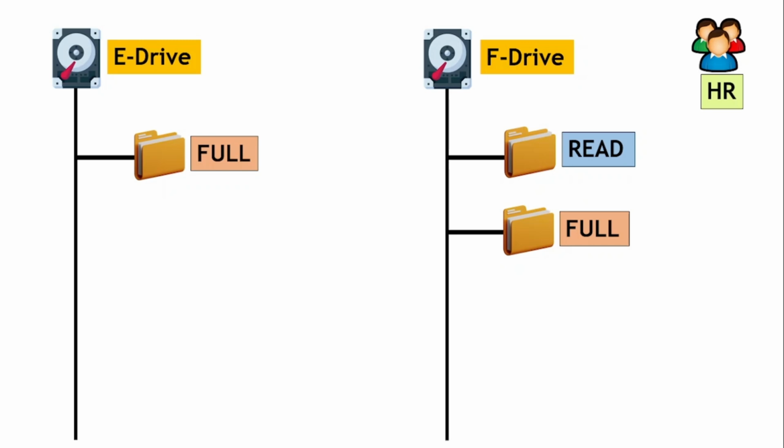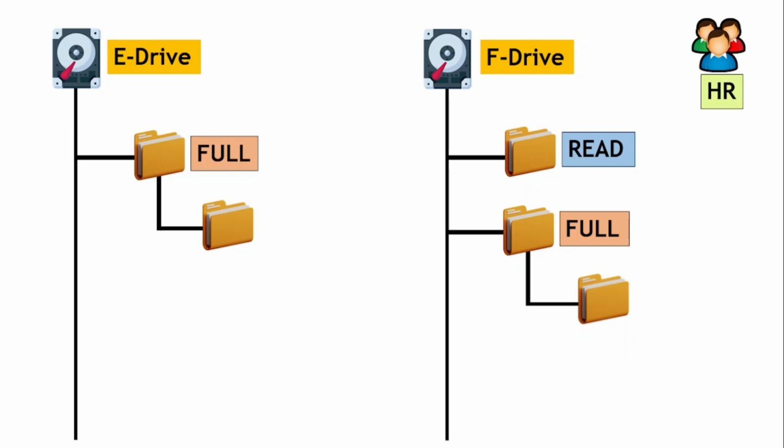Now what we did, we copied this read-only folder and placed it under the full control folder under the E drive, and we did the same. We copied the same read-only folder and placed it under the full control folder under the F drive. Now in short, we copied the folder which is on the F drive, which has read-only permissions, and placed it under full permissions on the E drive and full permissions on the F drive.